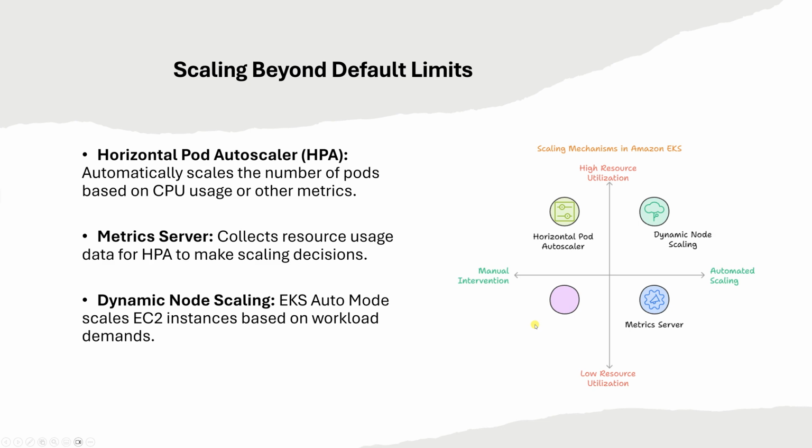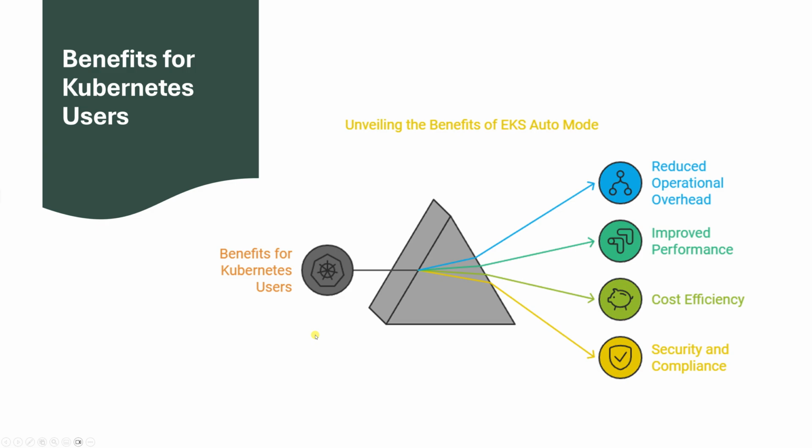Amazon EKS Auto Mode, as with HPA, automatically scales the number of pods based on CPU usage and other metrics. The metrics server collects the resource usage data for HPA to make scaling decisions. For dynamic node scaling, EKS Auto Mode scales the EC2 instances based on workload demands. The benefit of EKS Auto Mode is mainly for Kubernetes users who have less knowledge of managing the EKS cluster or Kubernetes. They can just spin it up and reduce operational overhead, improve performance, save cost, and maintain security and compliance.